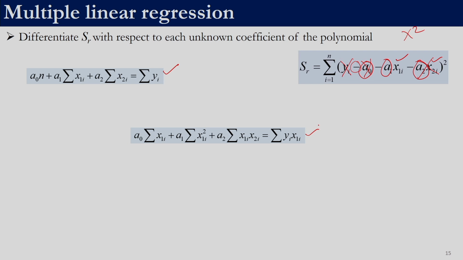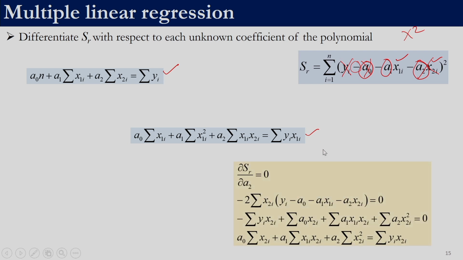So, that is our second equation. Similarly, we can do dou SR by dou a2 equal to 0, right. I leave the differentiation to you. So, here also we will get an equation which involves a naught, a1, a2, they are linear. The right hand side is summation of yi x2i, and all these coefficients can be calculated. Since x1, x2 are known, these things can be calculated.